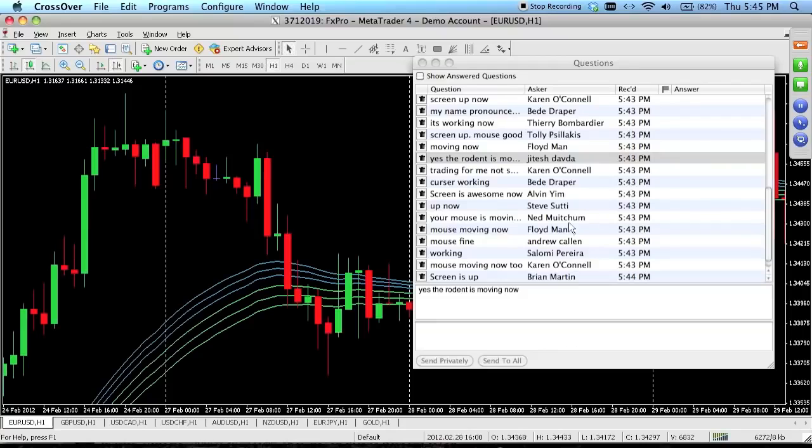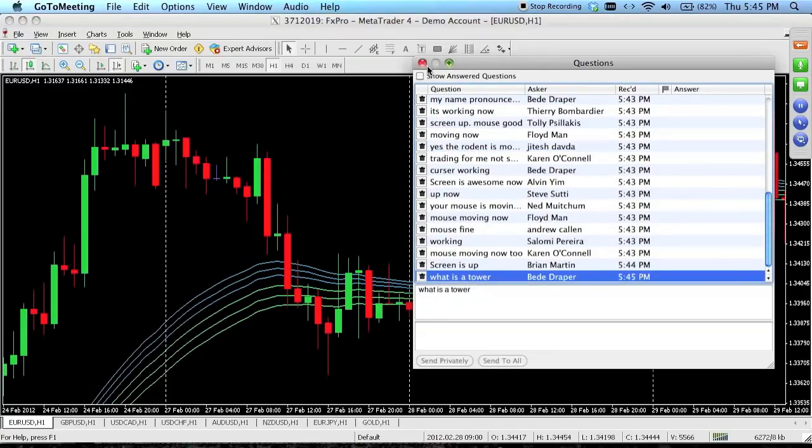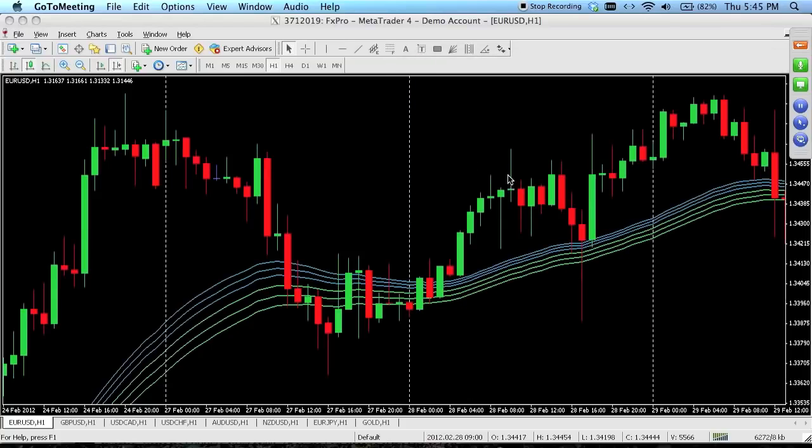Okay, so now, Bead, you're asking what is a tower. It is basically a candlestick that is approaching the MA. We call that the towers. Consider this, the MA, as the sky. On this particular one, the market is in an uptrend. You can see that the MAs are quite open. They're not too congested. They're quite open.